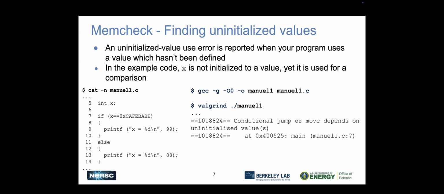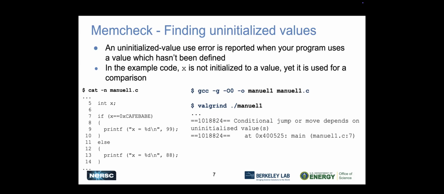So as an example, the first example is to find the uninitialized value using memcheck. Here I'm showing the test code from the manual. As you can see, we define the integer variable x, but the value is not initialized. The value is not given. But yet in line 7, the variable is checked against a certain value in the if block.